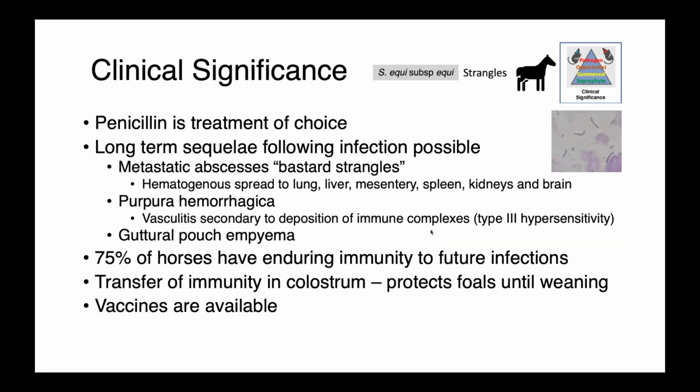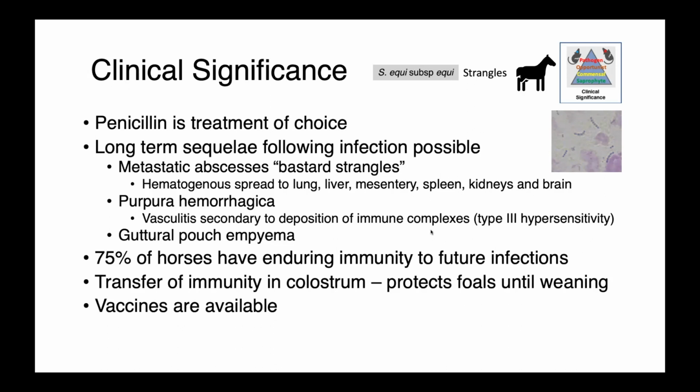Much like strep pyogenes in people, long-term sequelae following infection are possible. These include metastatic abscesses, also known as bastard strangles, which is due to the hematogenous spread of the organism to various body sites, from the lungs, the abdominal viscera, and even the brain. Purpura hemorrhagica, which is a vasculitis secondary to the deposition of immune complexes, which, of course, you'll remember from immunology is known as a type 3 hypersensitivity reaction, and guttural pouch empyema.